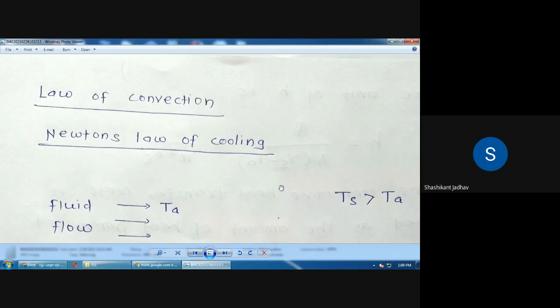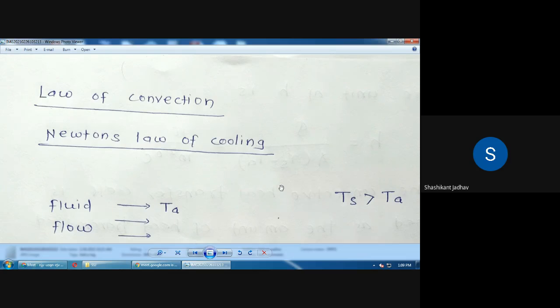So in convection, heat transfer takes place due to the motion of molecules, but in conduction, molecules are stationary. Heat transfer takes place because of physical contact, but in convection, molecules gain energy and change their position from one location to another location, and in this way a current is formed inside that particular fluid.